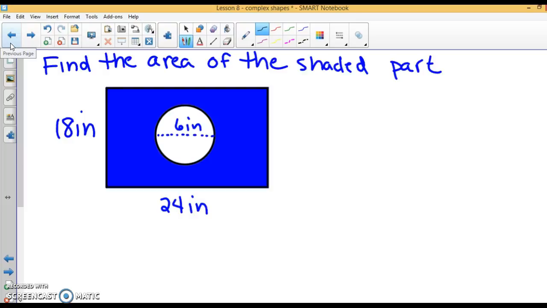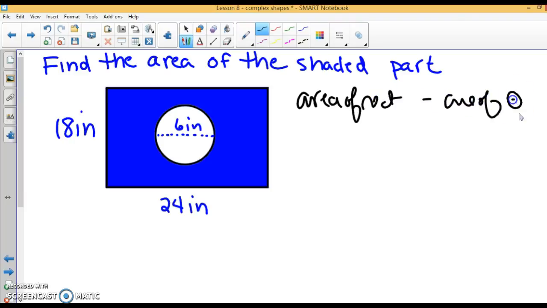Okay, go ahead and pause your video and do this one. It says, find the area of the shaded part. Well, aren't I going to do the area of a rectangle minus the area of the circle? So, area of a rectangle is going to be length times width. It'll be 24 times 18, which is 432.